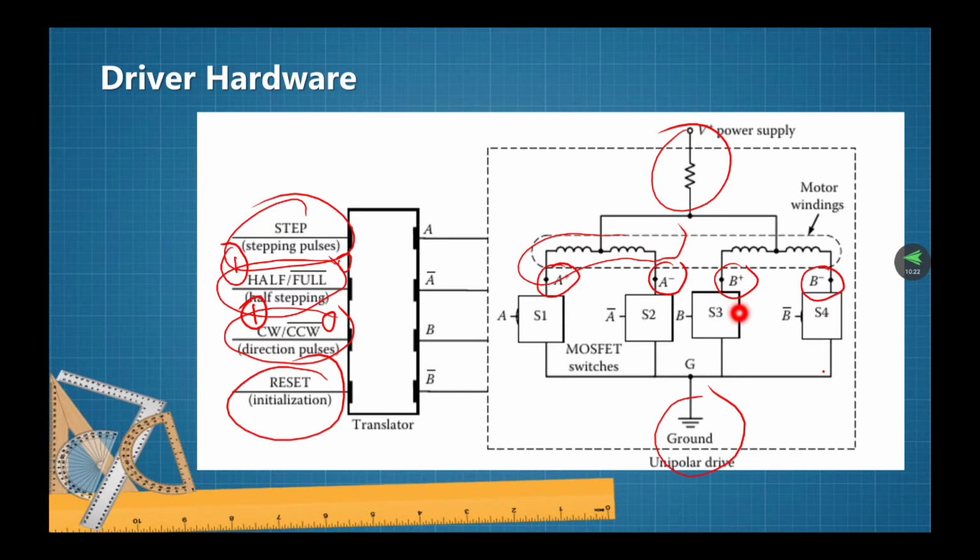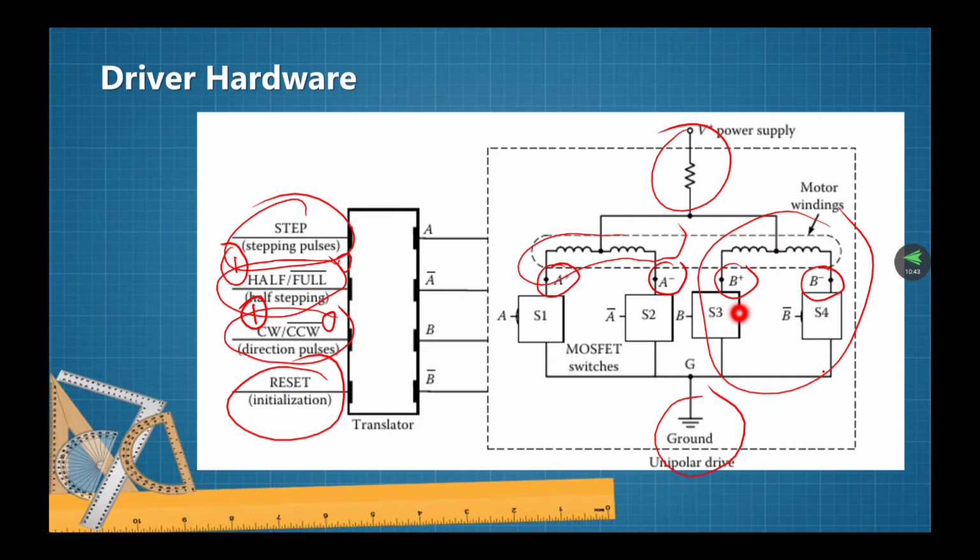So the PWM, or pulse width modulation, may be used to adjust the phase current. This is the usefulness of the PWM, or pulse width modulation.